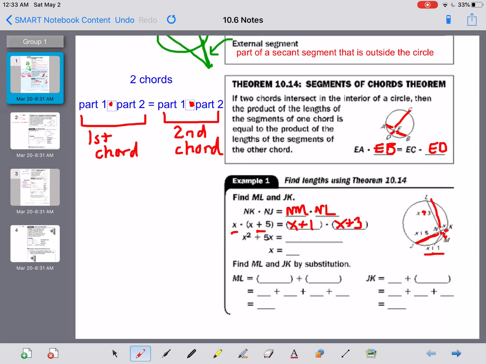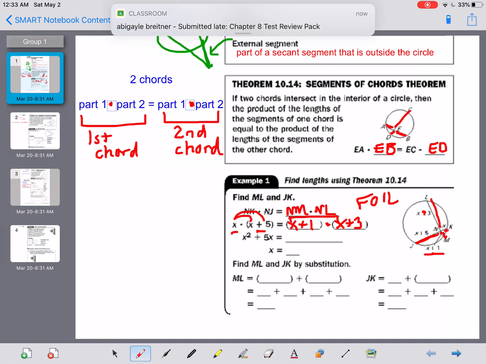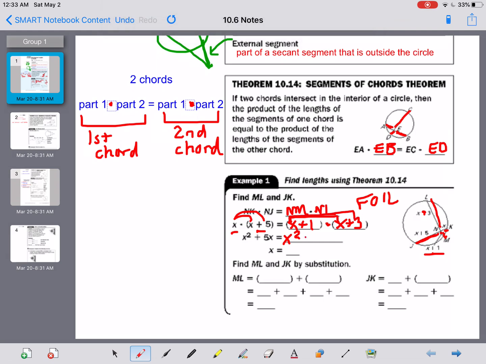On the left side, when I have x times x plus 5, I'm going to distribute and get x squared plus 5x. On the right side, because I have two binomials, don't forget that great method we have to follow, and that's we need to FOIL it. So I'm going to do my first times my first for my F. That gives me x squared. I'm going to do my outsides, x times 3, and it gives me 3x. I'm going to do my insides, which is positive 1 times x, which gives me 1x. And finally, I'm going to do the two lasts, which is 1 times 3, which is 3.